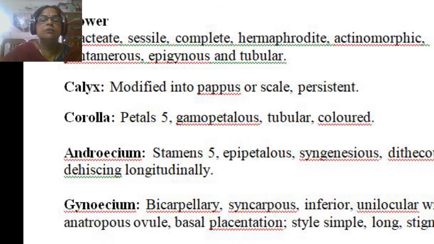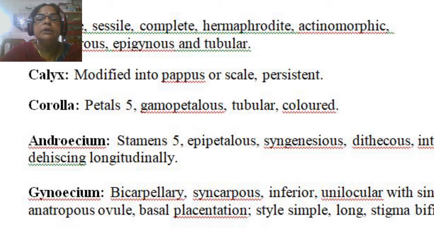Then come to the disc floret. In disc floret the flower is bracteate, complete, hermaphrodite, actinomorphic. In the center the disc floret is complete, bisexual, actinomorphic. This is the difference between the ray floret and disc floret. The ray floret is incomplete, maybe pistillate or neuter. They are unisexual. Only one sex is present, maybe female. The ray florets are zygomorphic. Both are epigynous. This is the difference between the disc floret and ray floret.